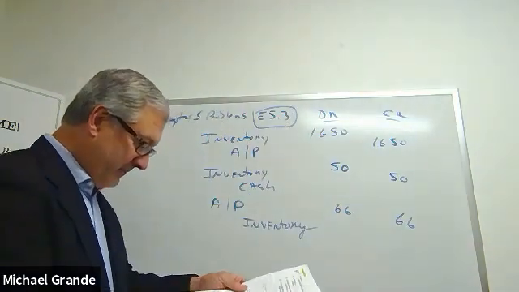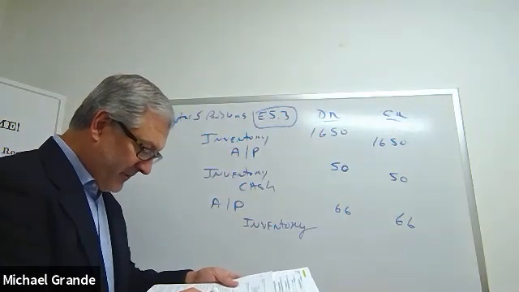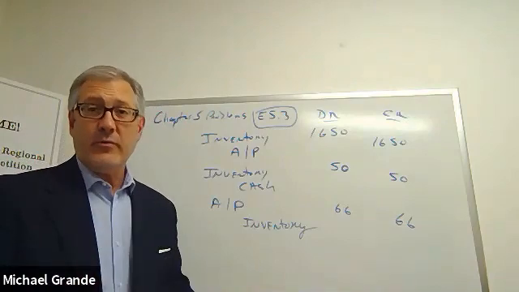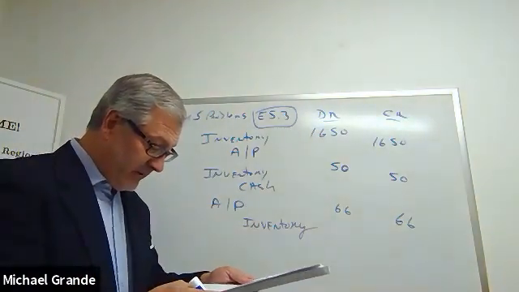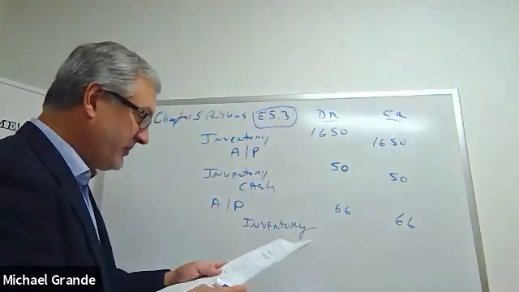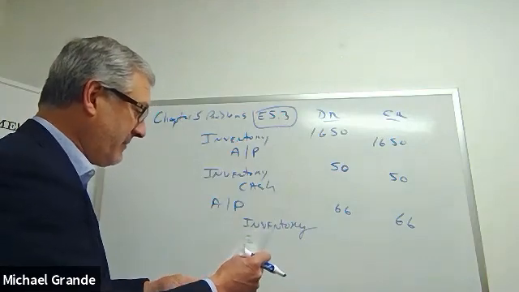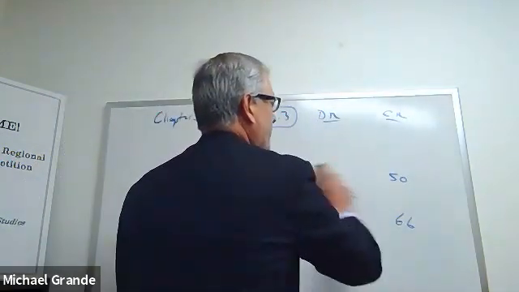On the 12th, they sold calculators costing $520 for $690. So they sold, the sales was $690. The cost was $520 on account net 30. So we're going to record the sale and the cost of the sale under the matching principle. Let me erase some of this.